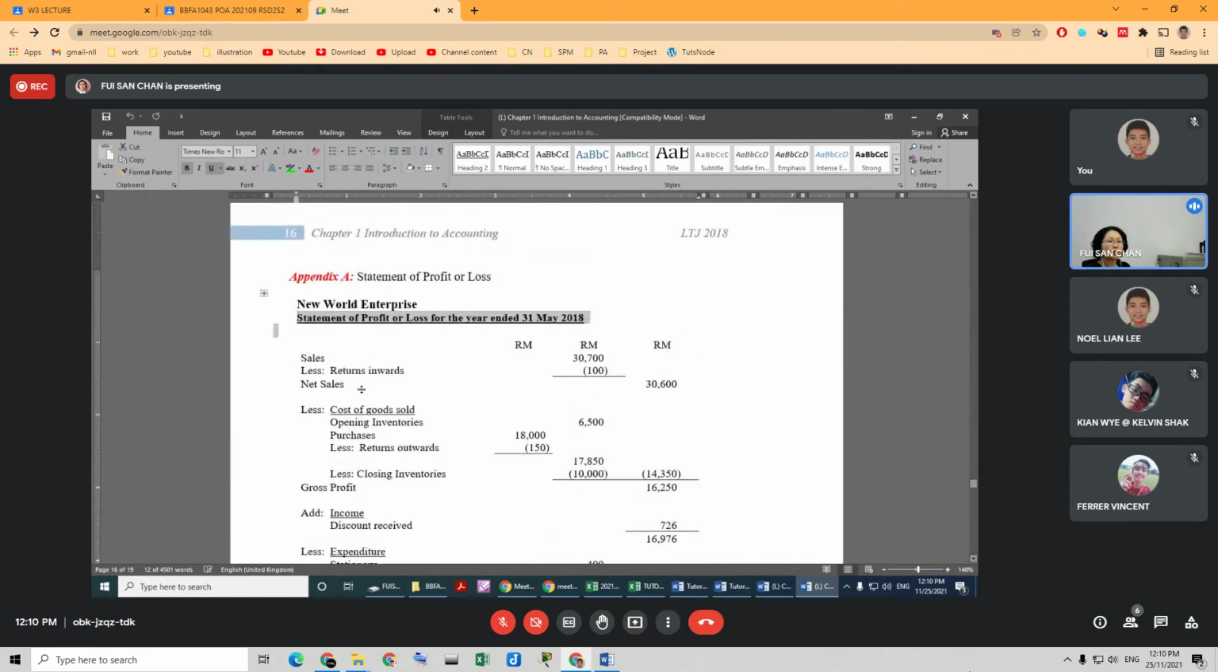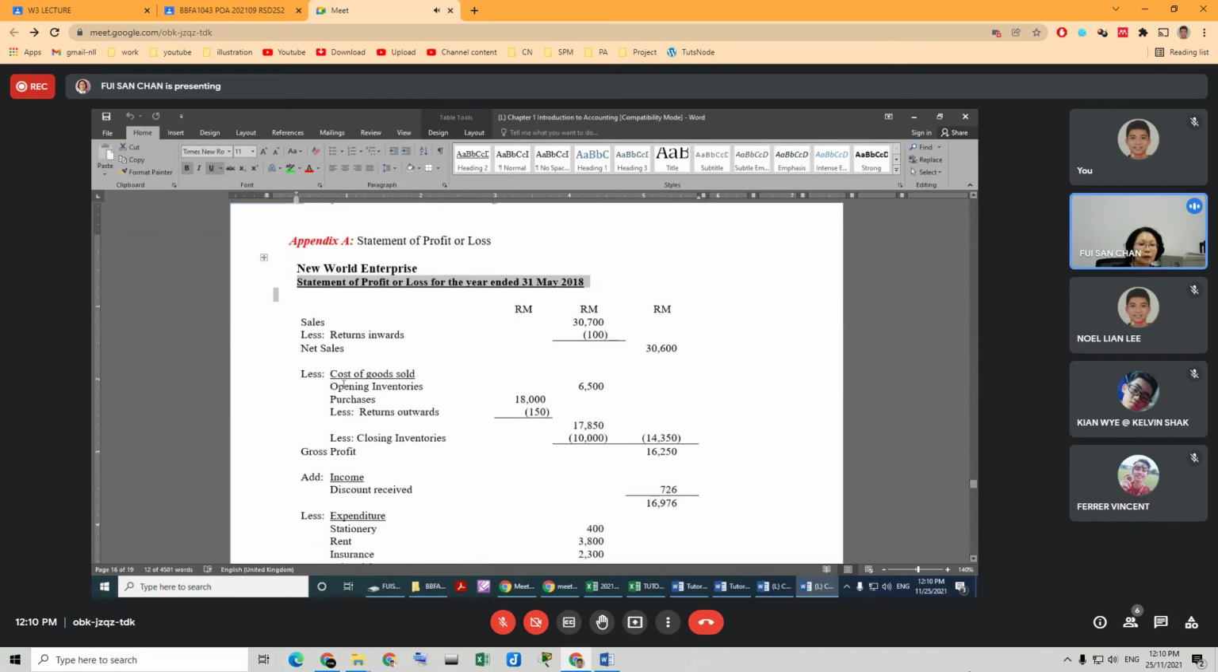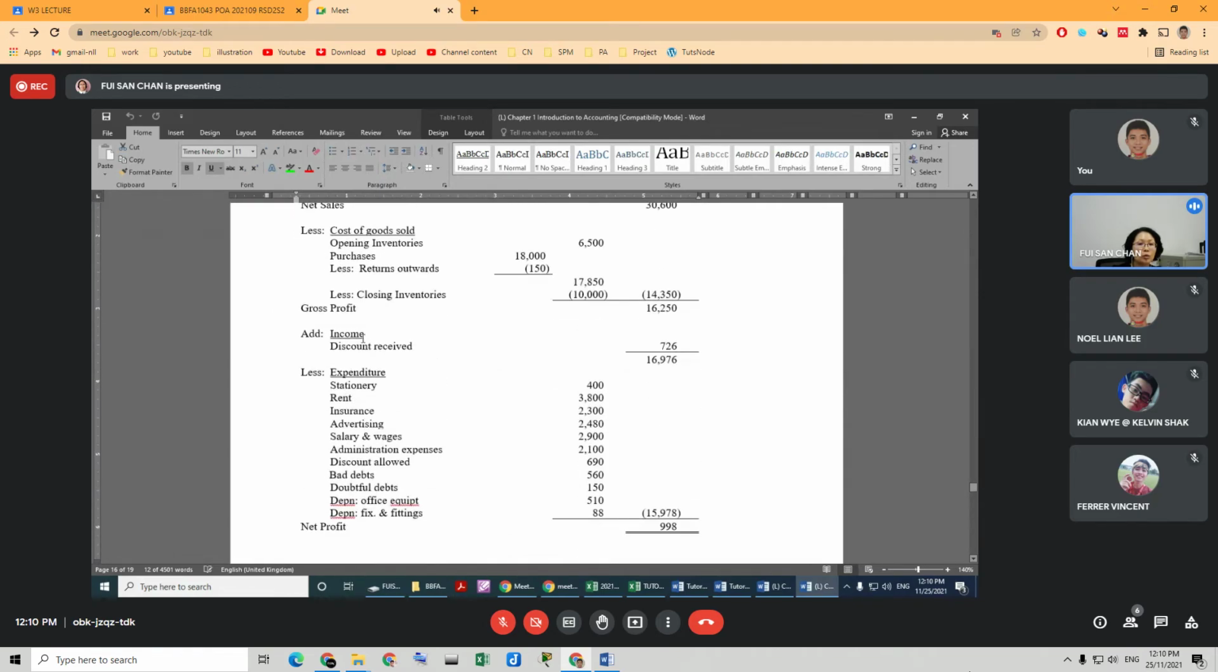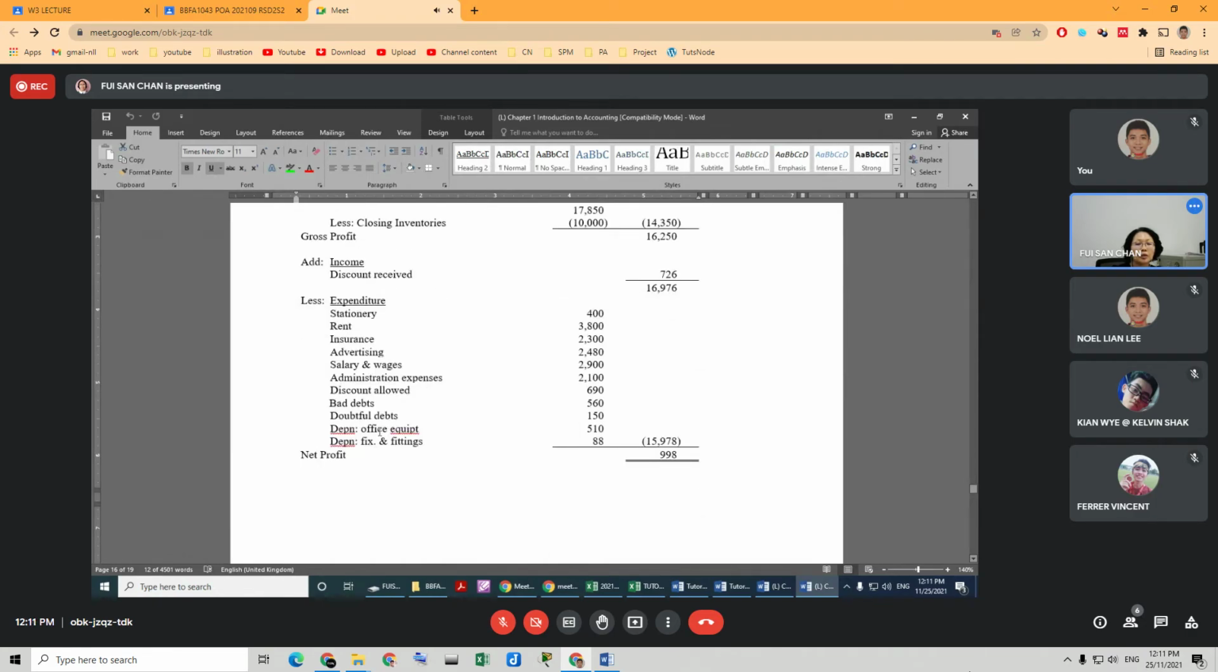Basically, you start with sales and then return inwards, and you have net sales, cost of goods sold. Under cost of goods sold, what do we have? Then you get your gross profit. Then only you go to your other income, your expenses, then you have your net profit. You see, depreciation is your expense now. Doubtful debts, you learned already, and bad debts also. Depreciation also, you already know. Depreciation is also part of the expenses, and all these stationery, you know.